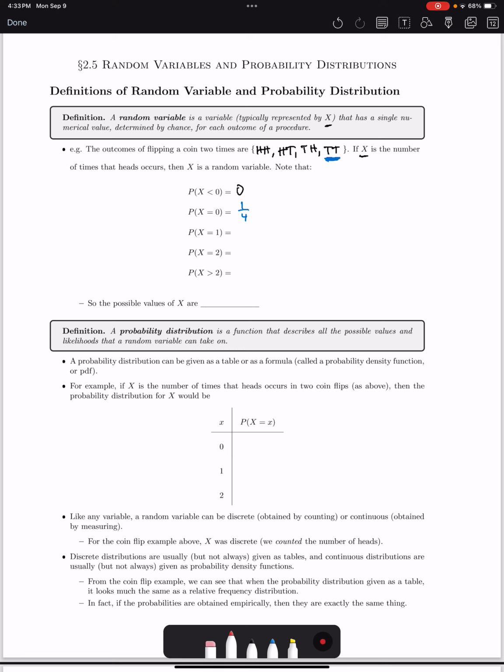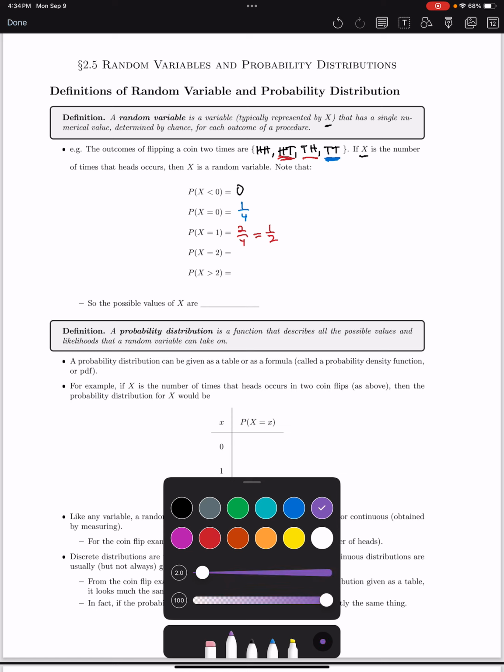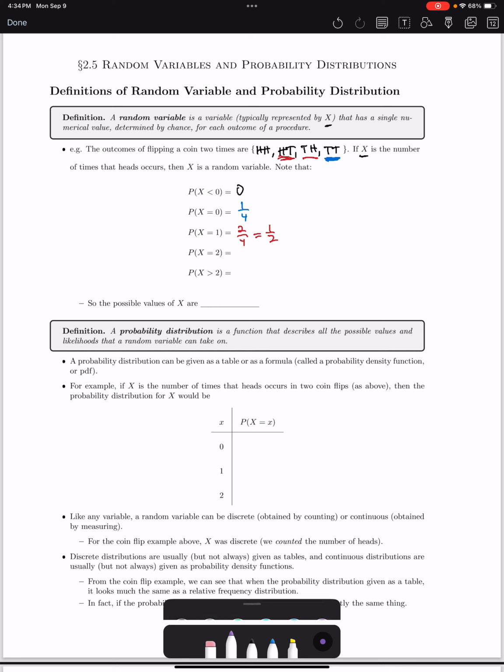As for the probability that X equals 1, well, if X equals 1, that means that we flipped heads exactly once. And there were 2 ways that could happen out of 4 different options. So probability X equals 1 is 2/4, or you could reduce it to 1/2. And then finally, the probability that X equals 2, well, this would mean that we flipped heads both times, right? And there was one way that could happen out of 4 possibilities. So probability X equals 2 is 1/4.